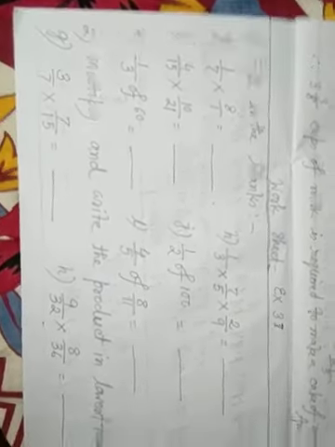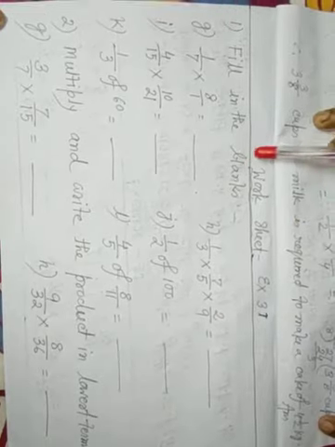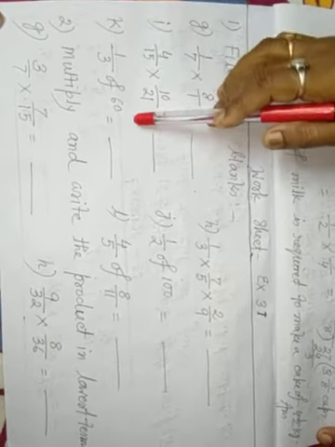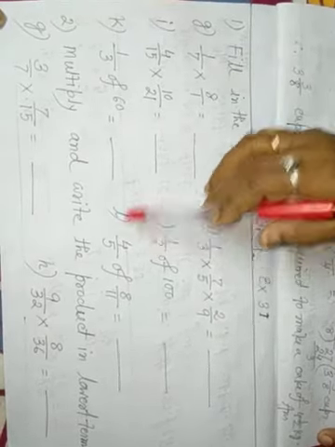J: 1 by 2 of 100 equal to; of means into. K: 1 by 3 of 60 equal to. L: 4 by 5 of 8 by 11 equal to. Okay, so fill in the blanks.